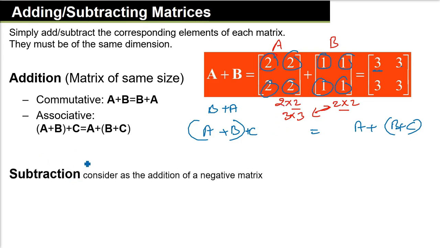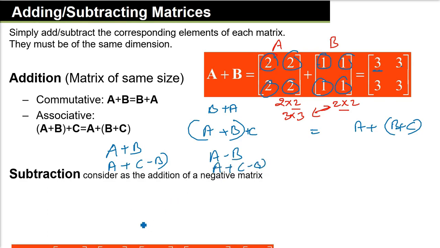What is the subtraction? Subtraction is again the subtraction of the corresponding elements of two matrices of equal dimension. But normally we don't subtract, we add the negative of the other matrix. That is, we don't do A minus B, we do A plus minus B. So A minus B is nothing but A plus minus B.